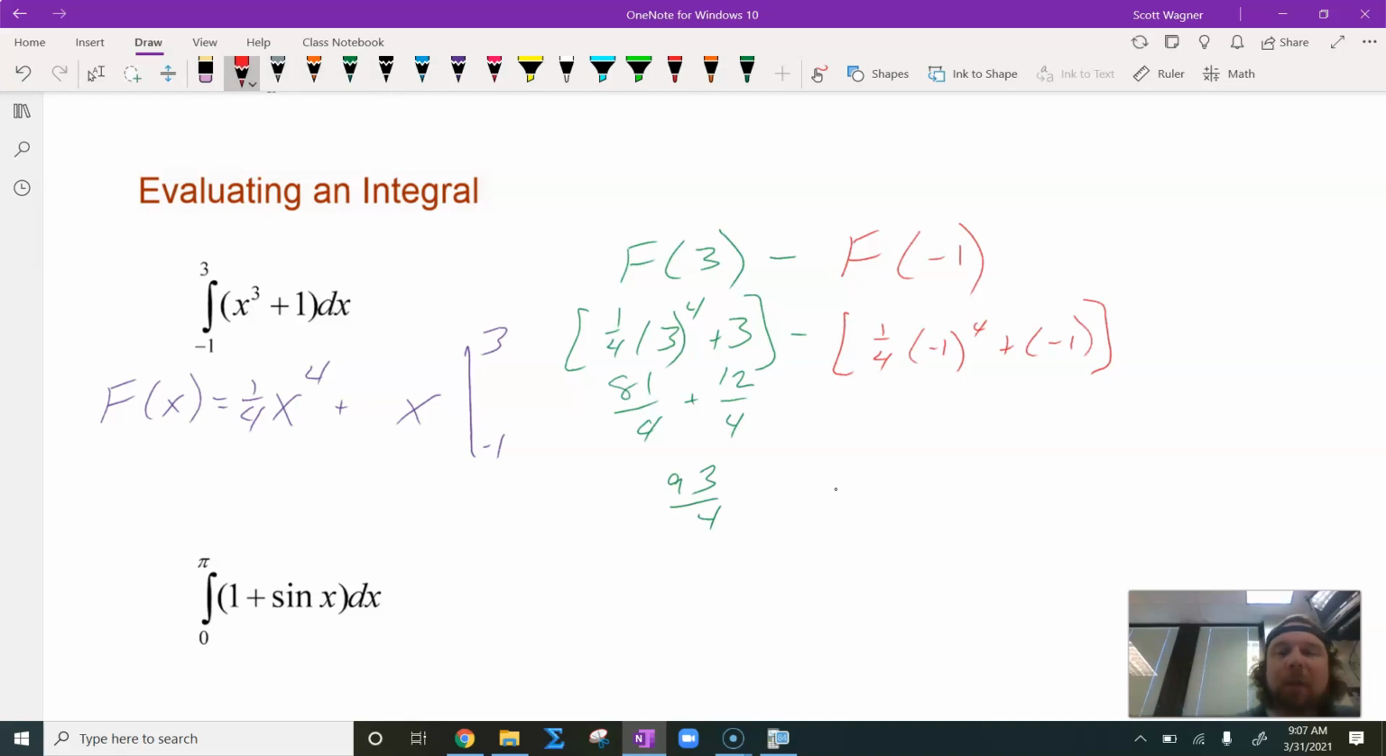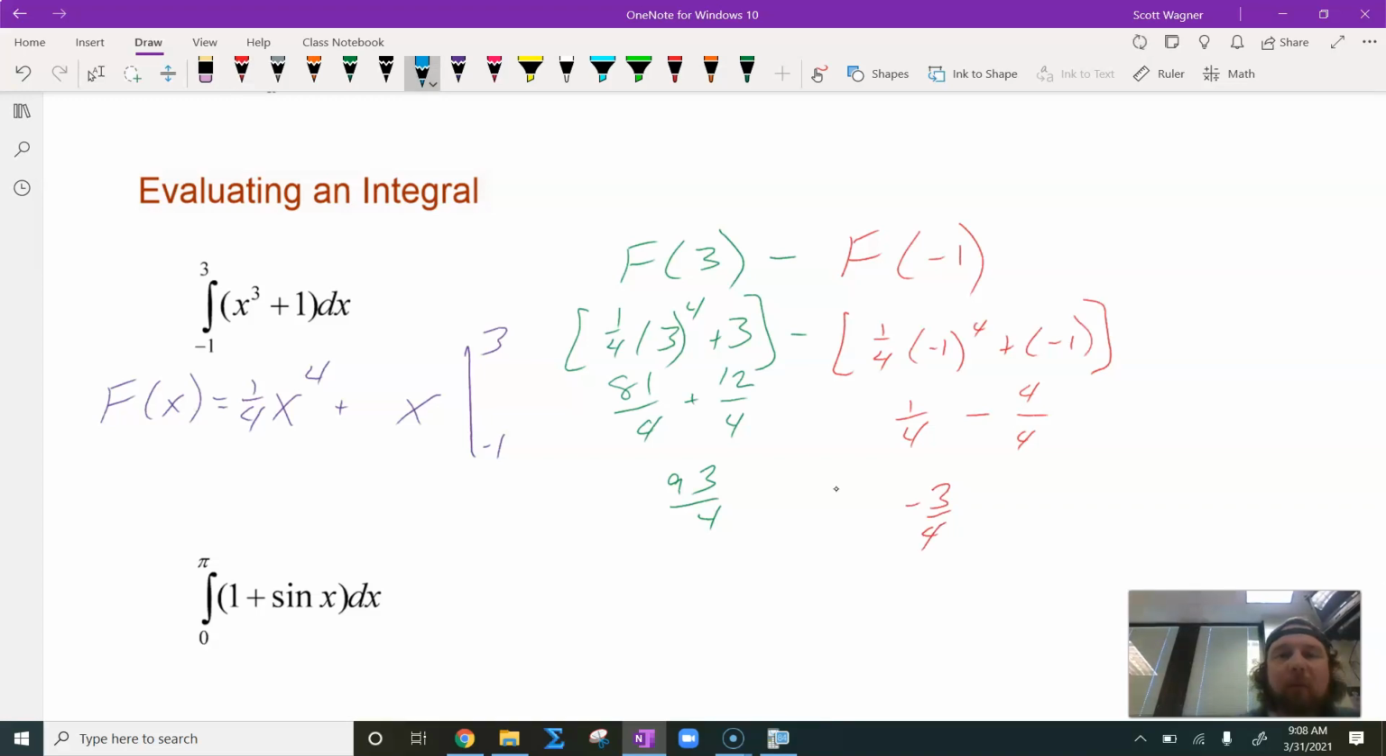All right, the red part over here, I've got negative 1 to the power of 4 is going to be a positive 1. So positive 1 times 1/4 is just 1/4. And then I've got a plus a negative 1, so it's just minus 1. Maybe get a common denominator right there, a 4, so minus 4/4. So that'll end up being the green part 93/4, the red part negative 3/4.